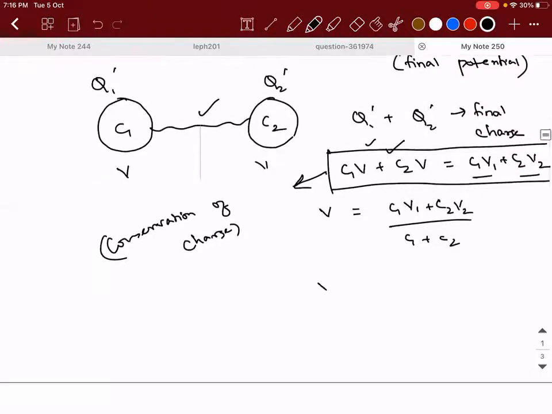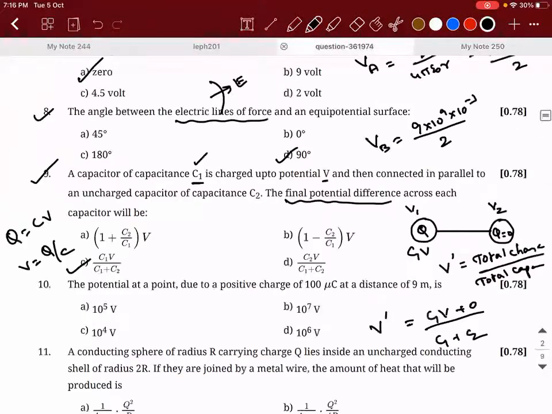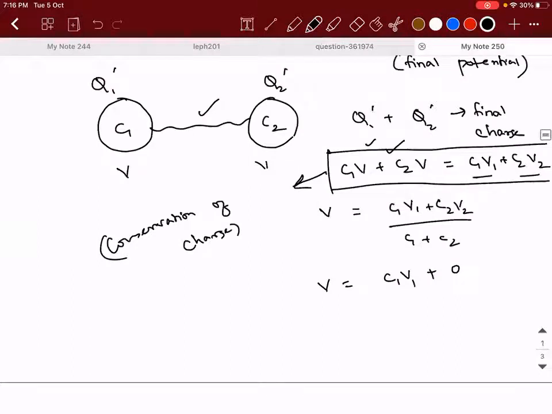Now this problem: V is equal to, initially the capacitor 1 has a potential difference of V1 and the capacitor 2 has the potential difference of V2. It is connected in parallel to an uncharged capacitor of capacitance C2. Uncharged means it is not applied to any potential difference, divided by the total capacitance C1 plus C2. It's a one-step question. How many of you got it right yesterday? No one?